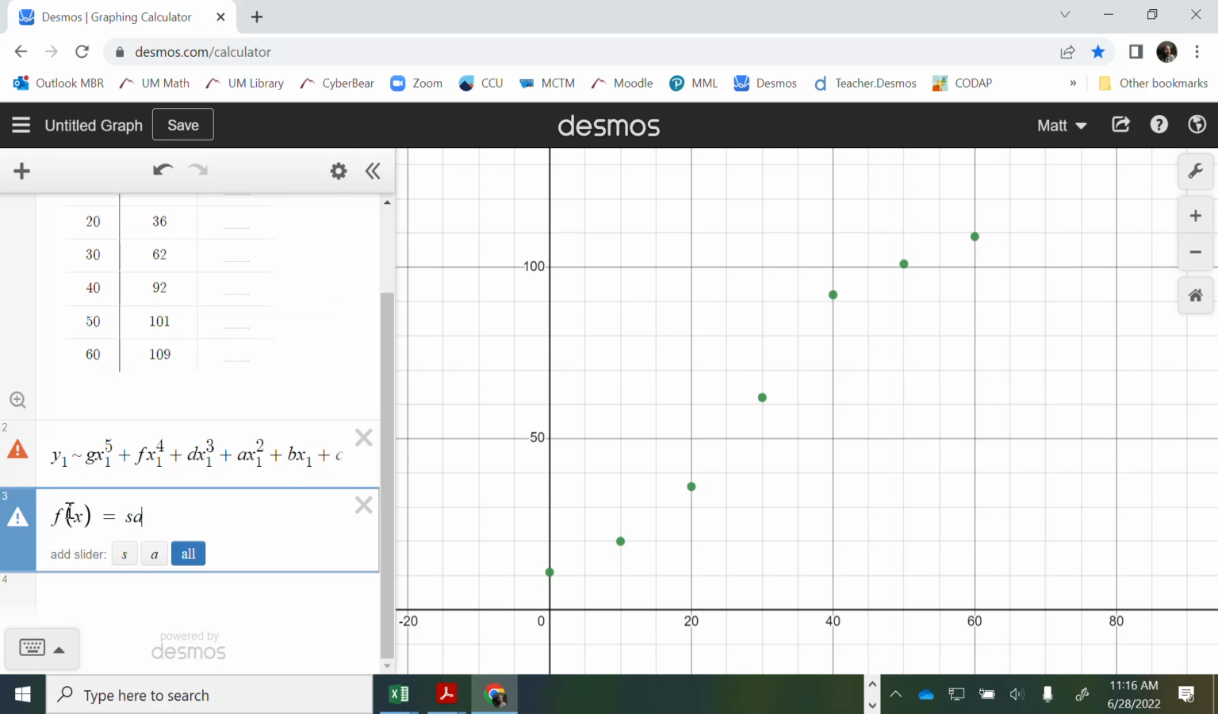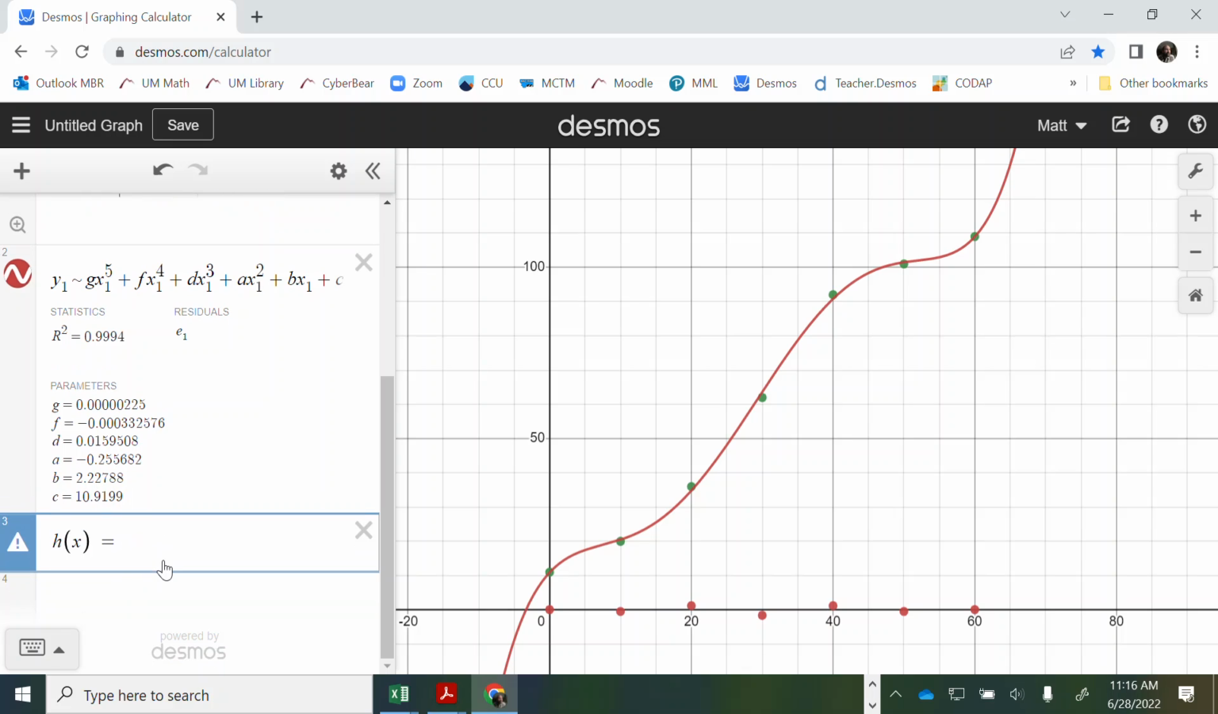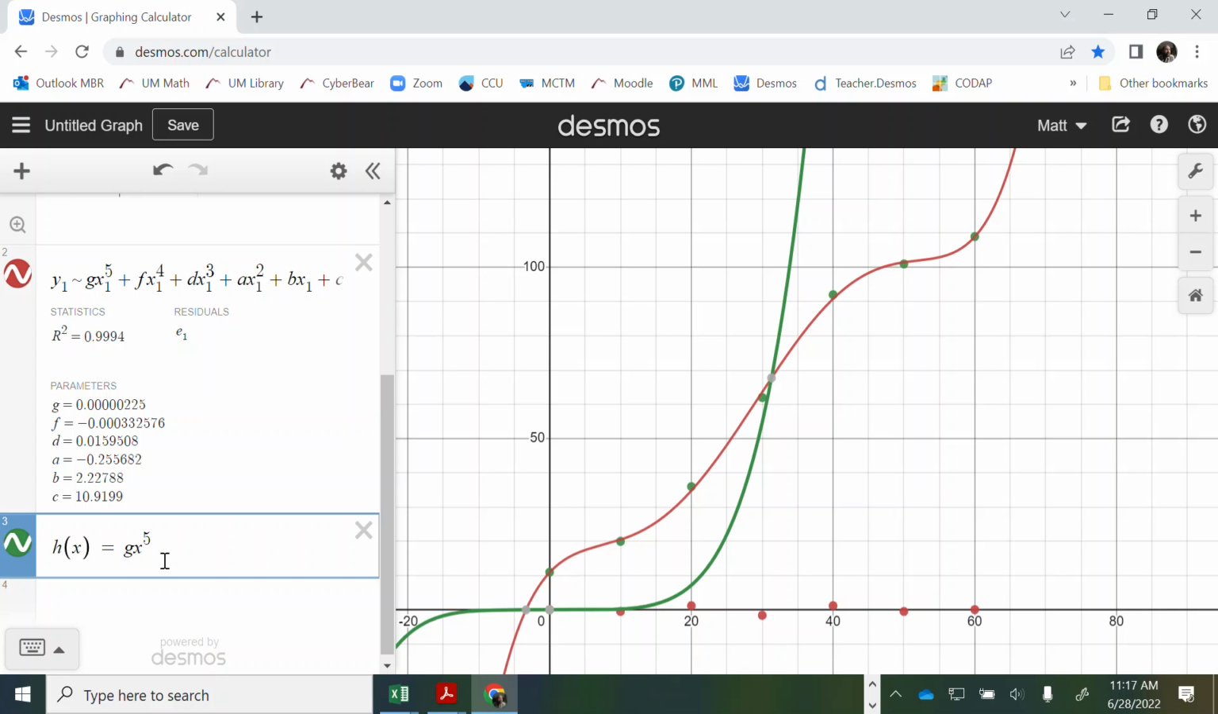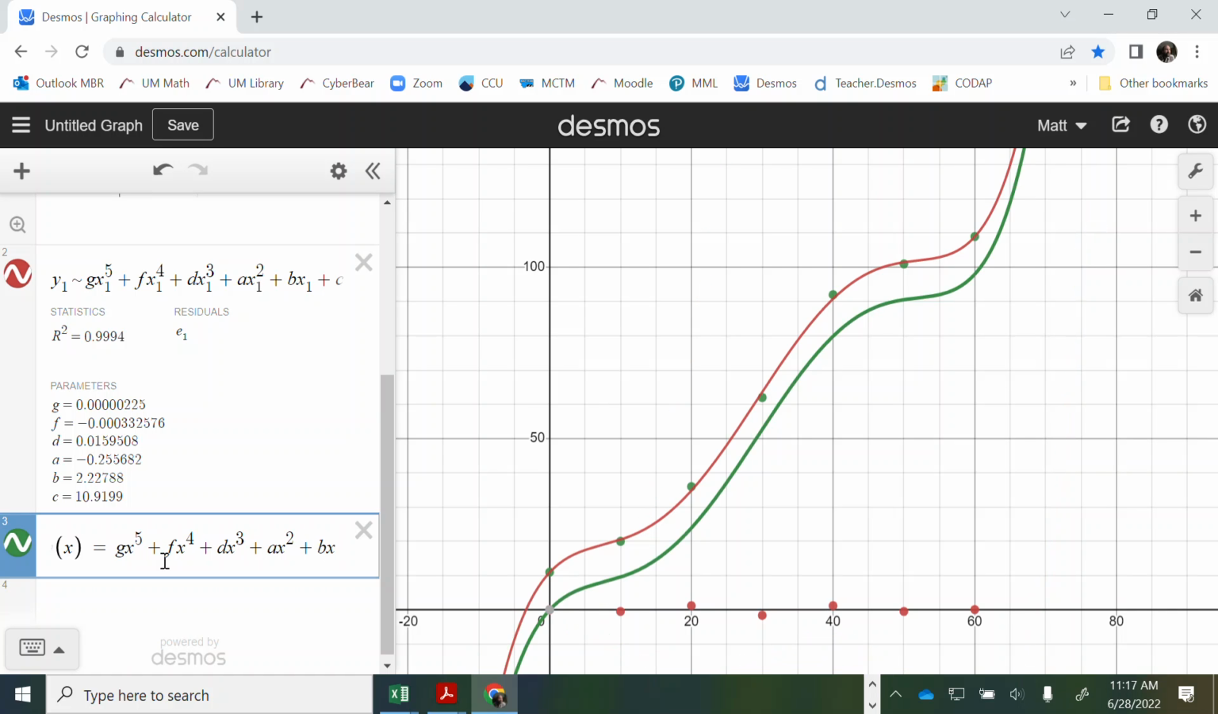So what I discovered is that I can't call this f. I have to call this something else, like h, if I want to use the values from the function above. Otherwise it overwrites f and erases all the parameters that are stored above. So I'll do h is equal to g times x raised to the fifth plus f x raised to the fourth plus d x raised to the third plus a x raised to the second plus b x plus c. And there it is. Now I have that written in.